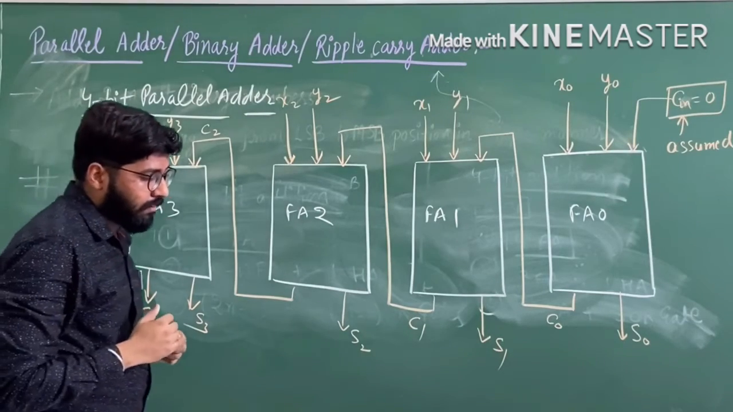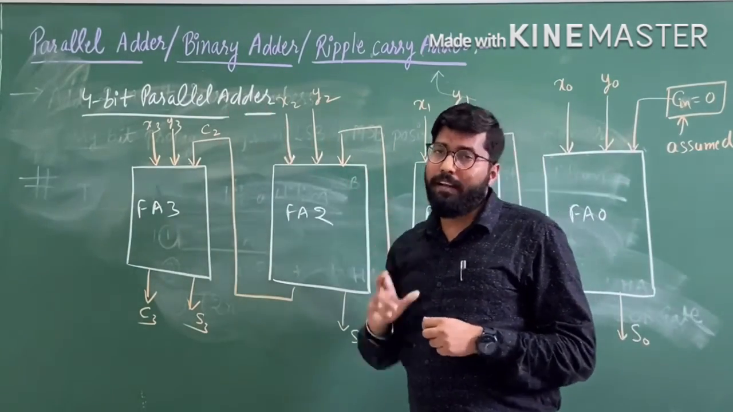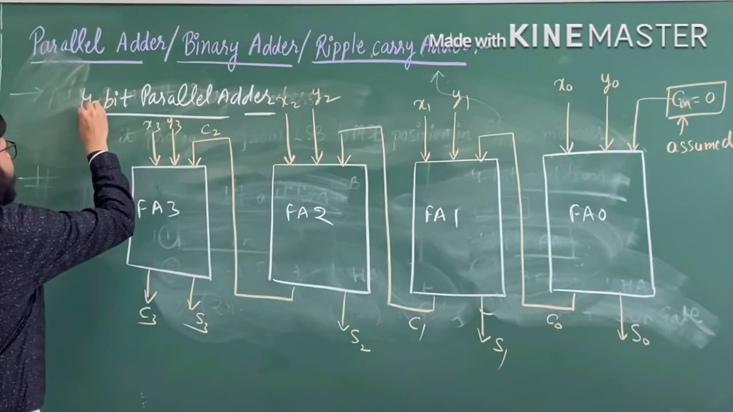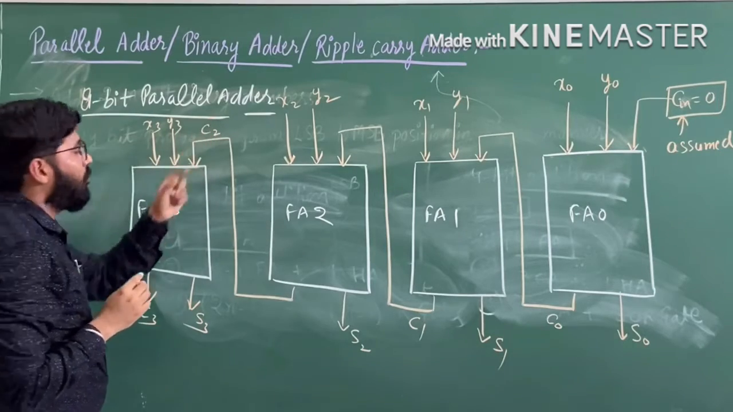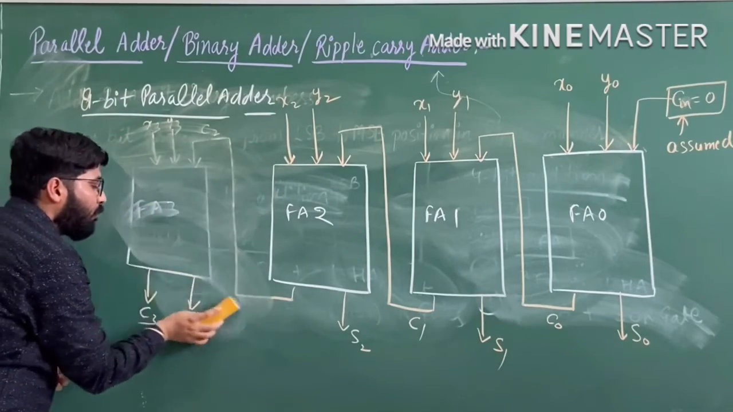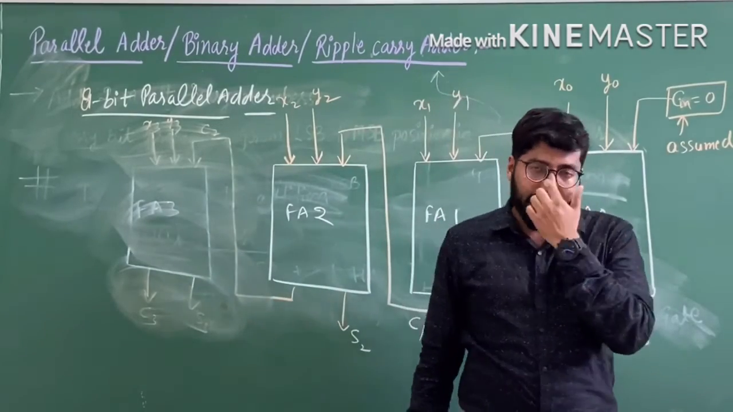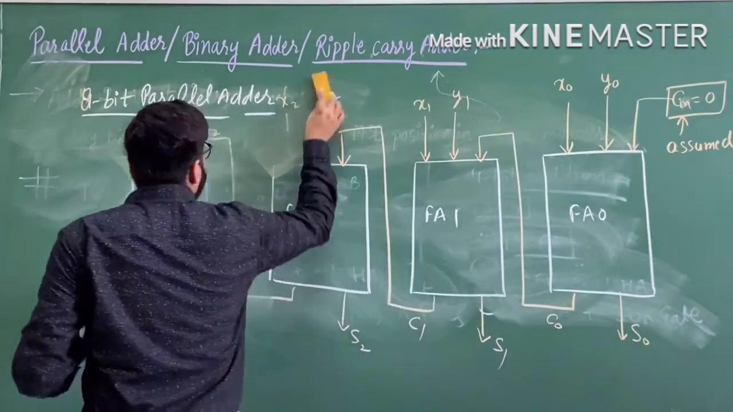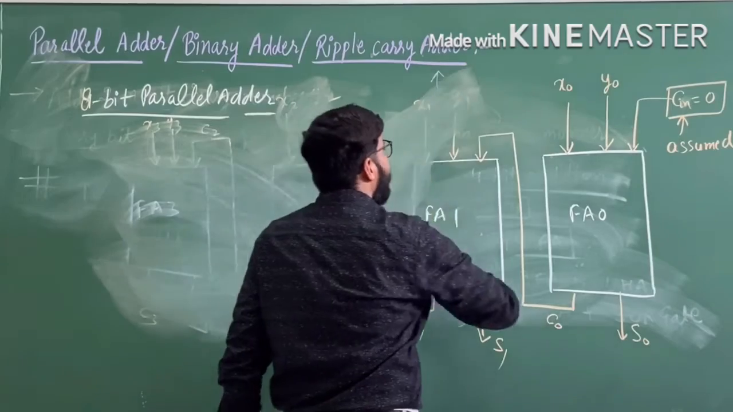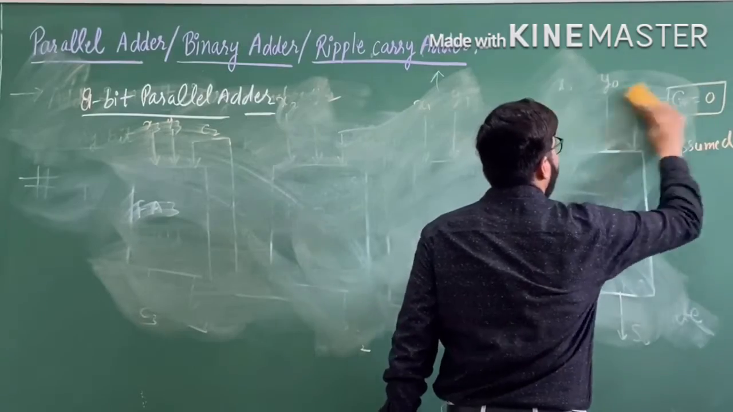If you want to design an 8-bit parallel adder with the help of a 4-bit parallel adder, okay, the question is that you have to design an 8-bit parallel adder with the help of a 4-bit parallel adder. Okay, so you have to design an 8-bit parallel adder from 4-bit parallel adders. How will you design it? Now see. Now we have given a 4-bit parallel adder. From that parallel adder we design an 8-bit parallel adder.